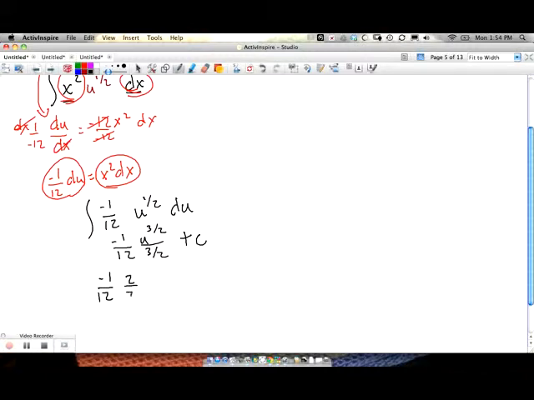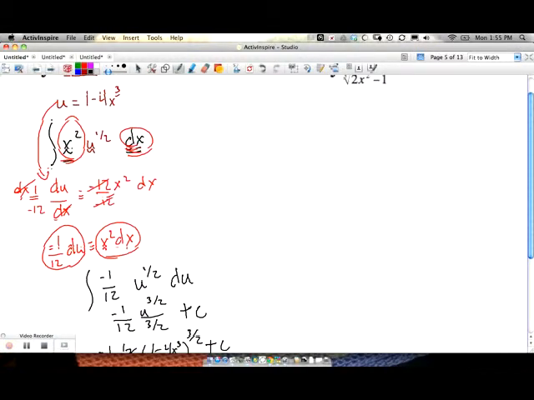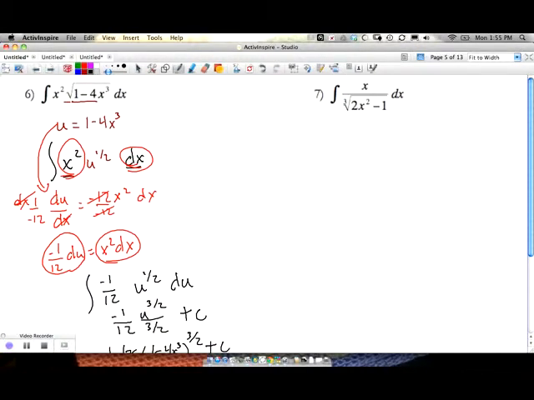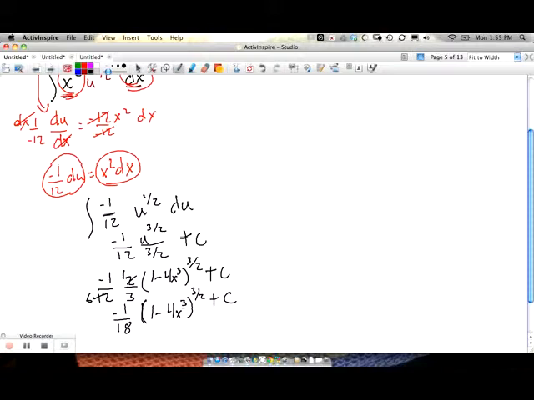This will be negative 1 over 12 times 2/3. And then u, in this case, is really 1 minus 4x cubed, and that's raised to the 3/2 power, plus c. The 2 and the 12 would make a 6 in the denominator, 1 in the numerator, so we'd have negative 1 over 18 times 1 minus 4x cubed to the 3/2, plus c. Easy peasy. You want to see it again? There it is. Here we go.